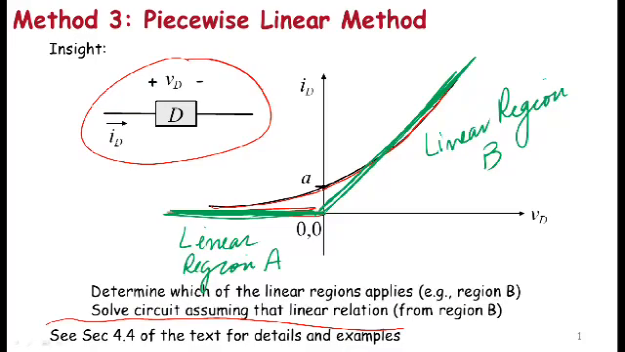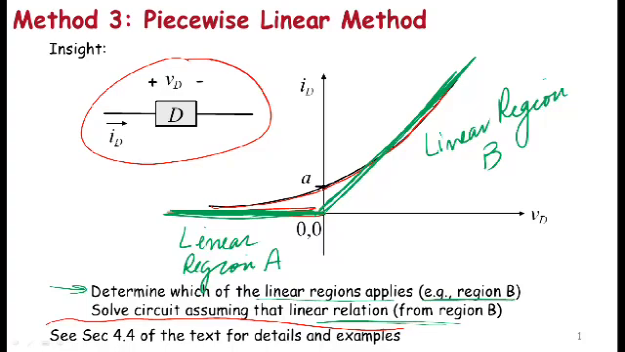If I build a circuit containing the device, then I'll first try to figure out which linear region applies for that circuit. Given the known parameters, I should be able to figure out which region applies. So let's say, for example, linear region B applies. If linear region B applies, then I can solve the circuit using the linear relation from B.